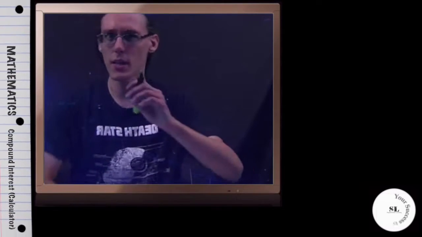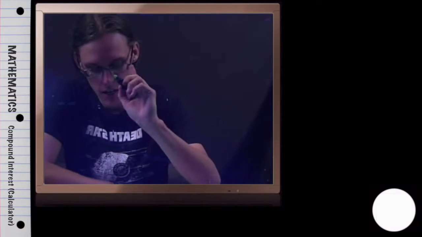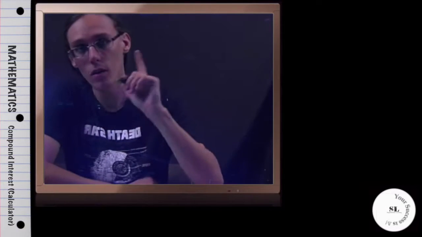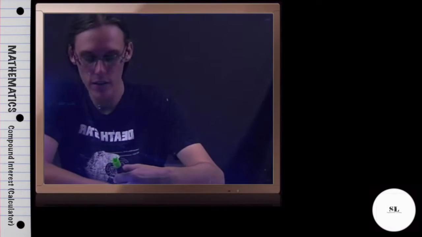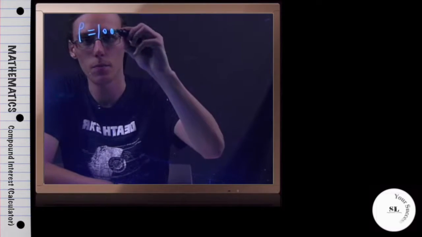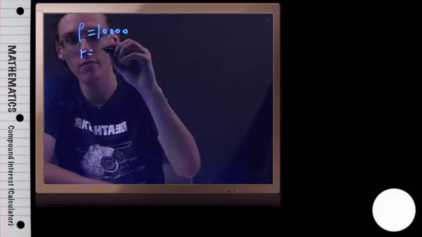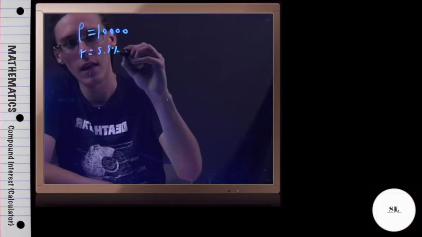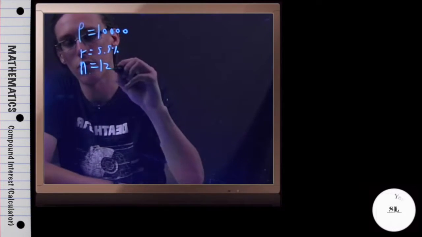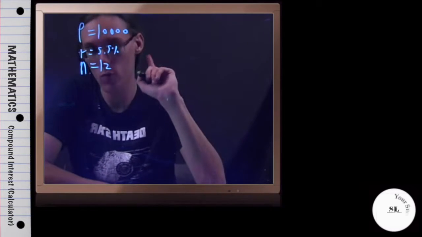All right, in this example, we're told that we receive $10,000 and invest it in an account that pays 5.5% compounded monthly. Okay, well, because they tell us that we invest this money, I know that our principal is $10,000, and they say that the interest rate of this account is 5.5%, and that it's compounded monthly, or the number of compounds per year is 12. Okay? And they ask us how much to the nearest dollar will we have after 20 years.